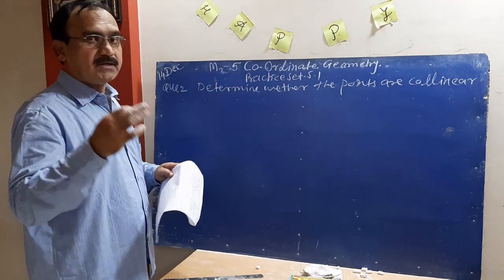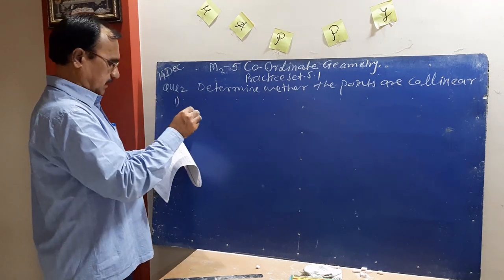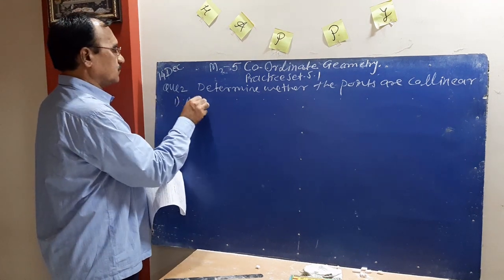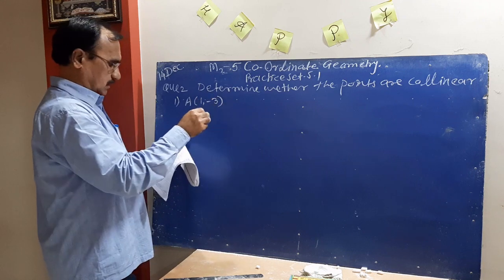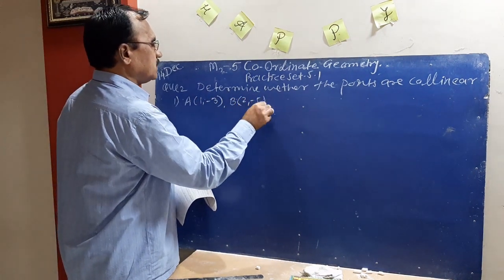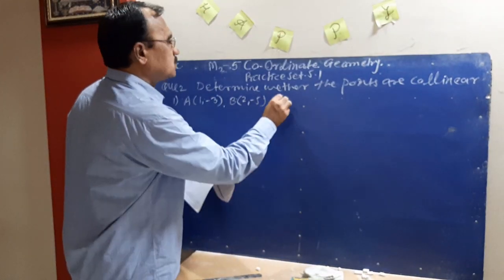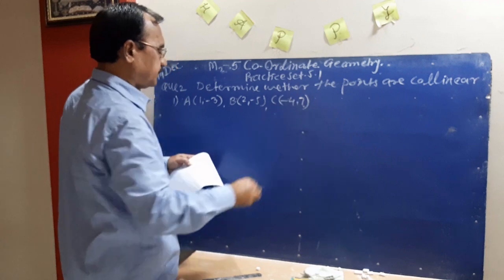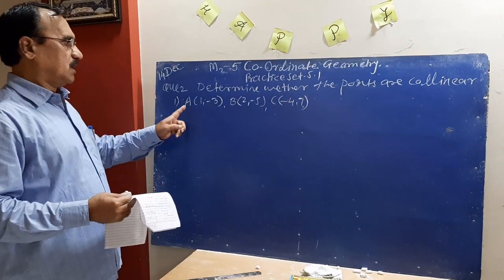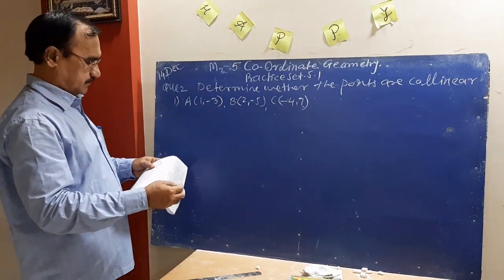You know when points are collinear or not. Here the first one, A (1, minus 3), B (2, minus 5), and C (minus 4, 7). And we have to check whether points A, B, C are collinear or not.